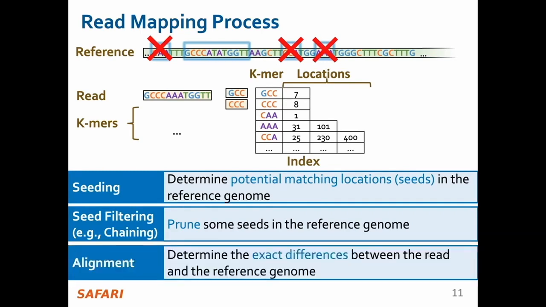And then finally, for the remaining reads in the second step that do not have any potential matching location left, they would be ignored from the third step; they would be dropped. And for the reads that have some potential matching locations left, the third step, which is the alignment step, the computationally expensive approximate matching step, executes to determine the exact differences between the read and the reference genome.